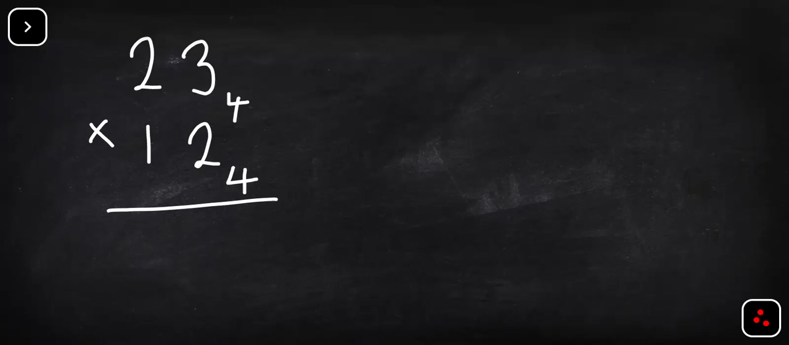Let us multiply 23 base 4 times 12 base 4. Now multiplication is the same thing. We're going to start from right to left. So we'll start with 2. 2 times 3 is going to give us 6.